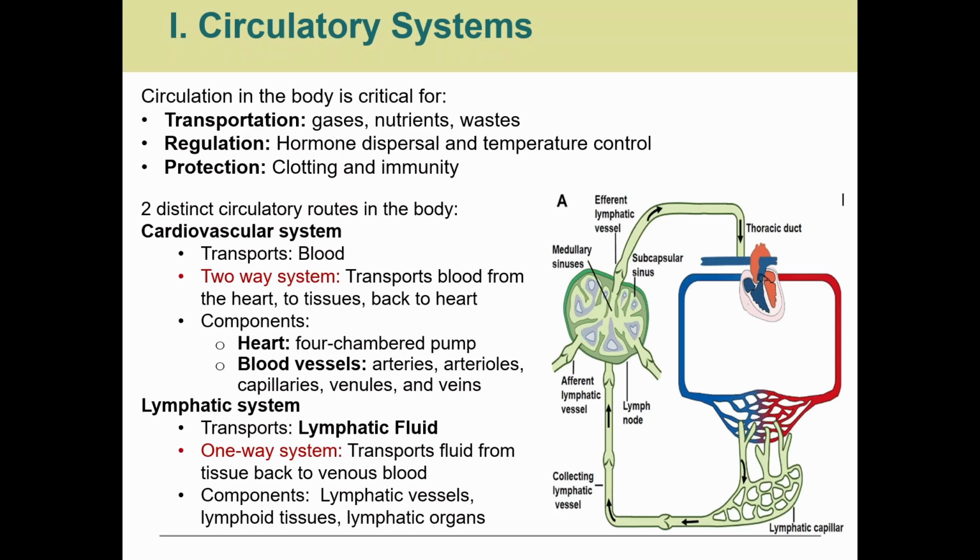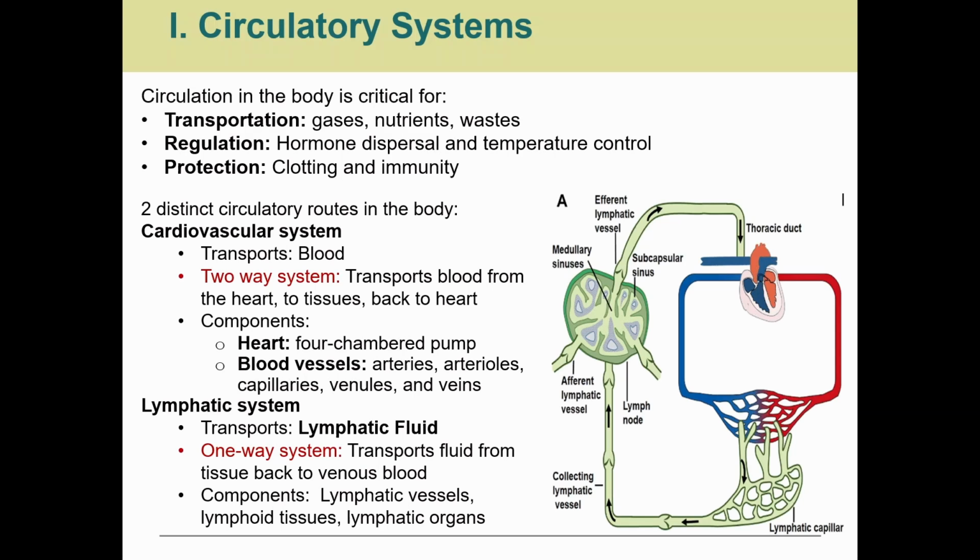And so again, when it comes to circulation, there's two main routes. There's the cardiovascular system and the lymphatic system. The cardiovascular system is involved in transporting blood, and it's a two-way system, meaning we're going all the way around. We're leaving the heart, making our way all the way around, and then making our way back to the heart. So it's circular. And so we have the heart, right, which is acting as our pump, and the blood vessels, which act as our channels to move things. And we'll get into the different blood vessels in a little bit.